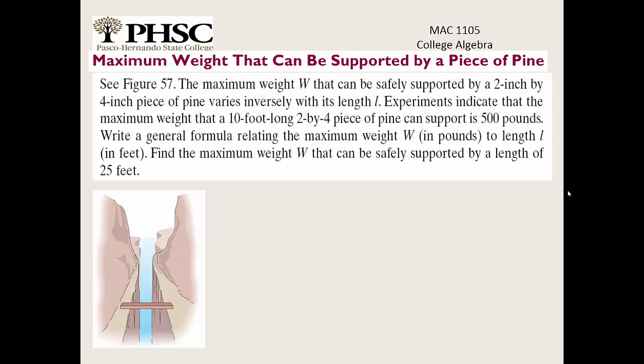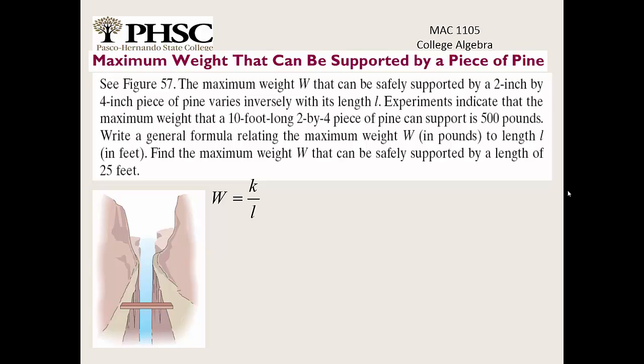So here's an example. The max weight W that can be safely supported by a 2x4 inch piece of pine varies inversely with its length. Now, experiments indicate that the max weight that a 10-foot long 2x4 piece of pine can support is 500 pounds. So we're going to go ahead and write a general formula that relates the max weight in pounds to length. Then we're going to find the max weight that can be safely supported by a piece of pine that's 25 feet long. So the formula is W equals K over L.